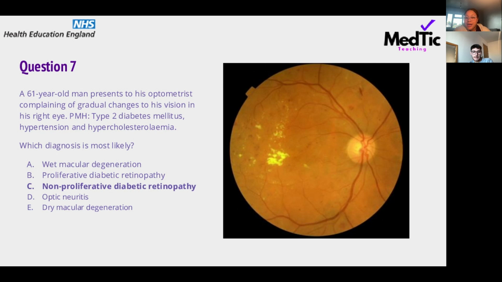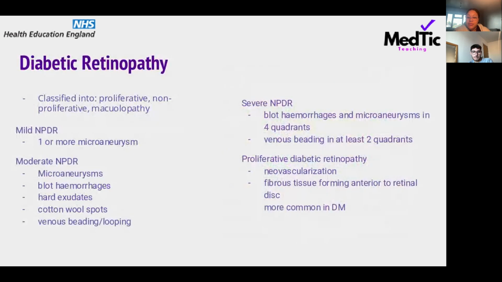Okay, so the answer is non-proliferative diabetic retinopathy. If we can go to the next slide, please, we'll explain this a little bit more. In terms of the patient's risk factors, we can see from the stem that they had hypercholesterolemia, diabetes, and hypertension as well. One of the other options was proliferative diabetic retinopathy.